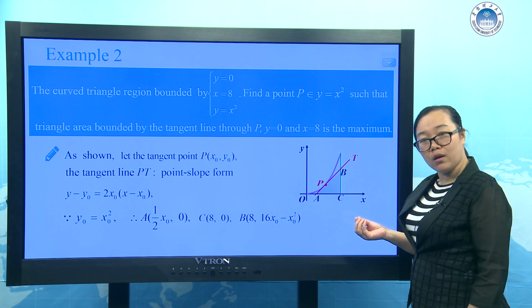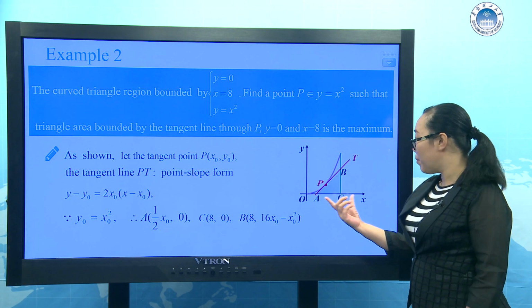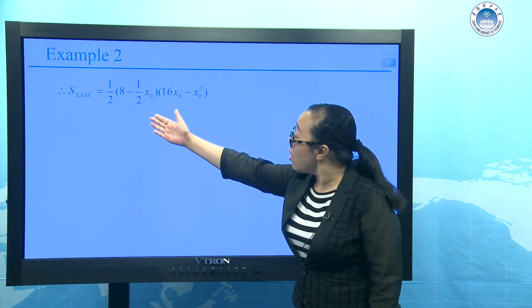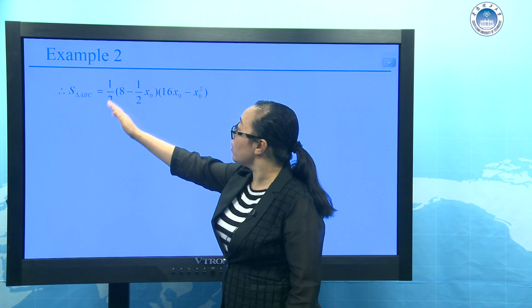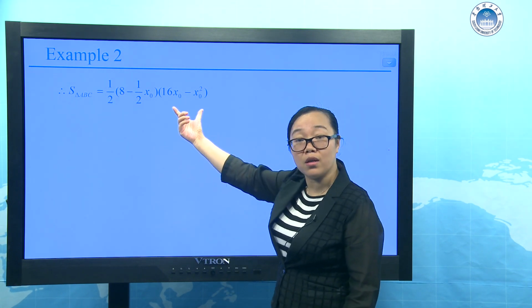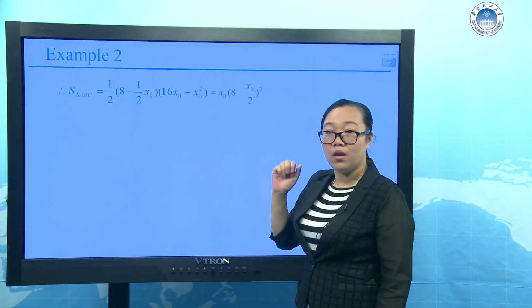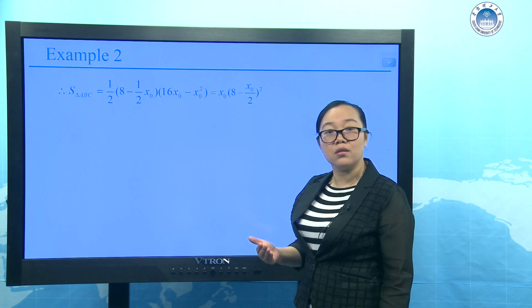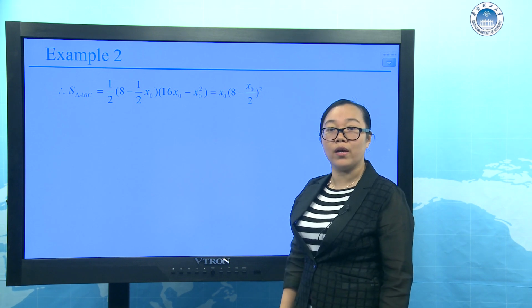How about the area? Yes, the area equals half times base times height. And then we can get the area of triangle ABC equals half. This is our base. This is the corresponding height. Together, write it in this form. Yes, it is our objective function. It is a function of one variable, meaning one single variable.